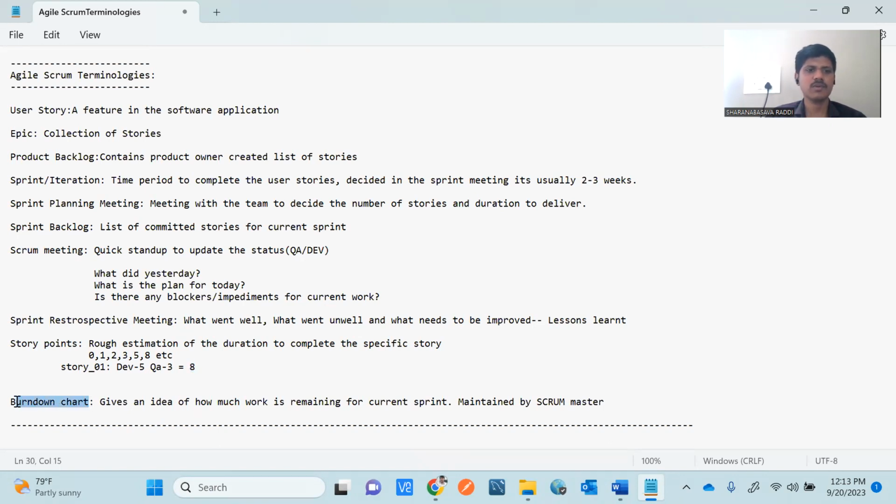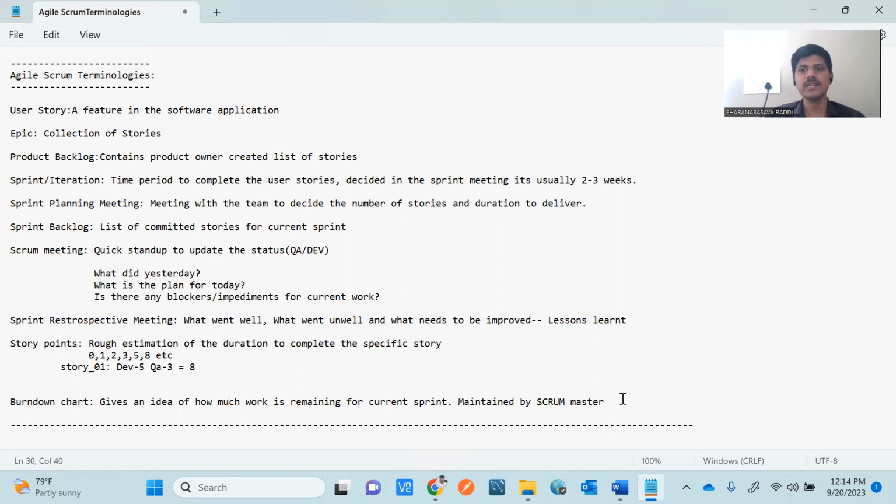Next, there is one more term called burn down chart. A burn down chart gives an idea of how much work is done and how much is pending. This helps the Scrum Master to keep track of the work. By looking at the burn down chart, the Scrum Master has a clear, high-level idea of how much work is done and how much work is pending for the current sprint.